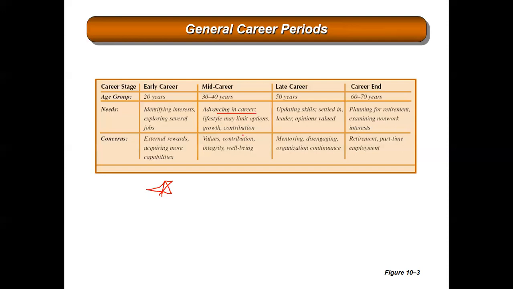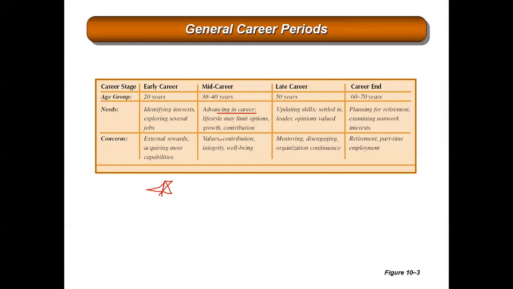When it is mid career, at 30 to 40 years, there is an advancement in the career lifestyle, and it has to happen. But at a certain point there can be limited options depending upon which career you are into. If you have restricted yourself to certain things, maybe that career, which was at its peak in your 20s, after a decade or two is not having that much importance. So it can be one of the limitations. So integrity, well-being, values, and contribution are the concerns in your mid career.